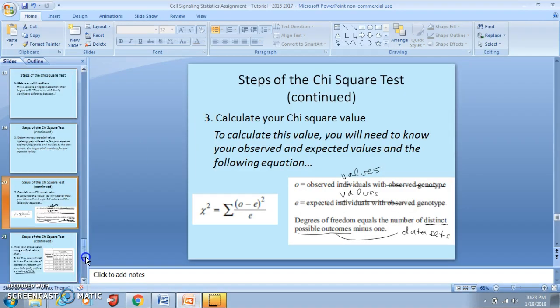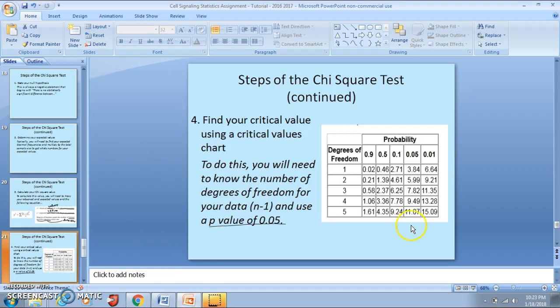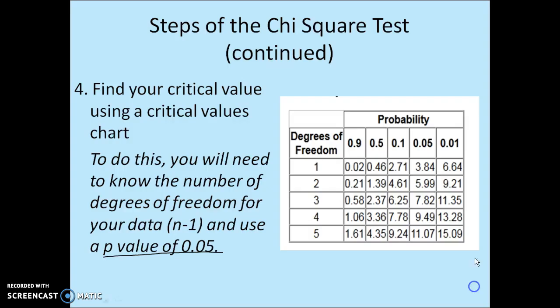Our next step involves determining something called the critical value. To do that, we have to use a critical values chart. In order to use the chart, we need to know the number of degrees of freedom for our data. Degrees of freedom is the number of data sets, which is n minus 1. In this case, we have two data sets, the TTX nerve cells and the normal nerve cells. So 2 minus 1 means we have 1 degree of freedom.